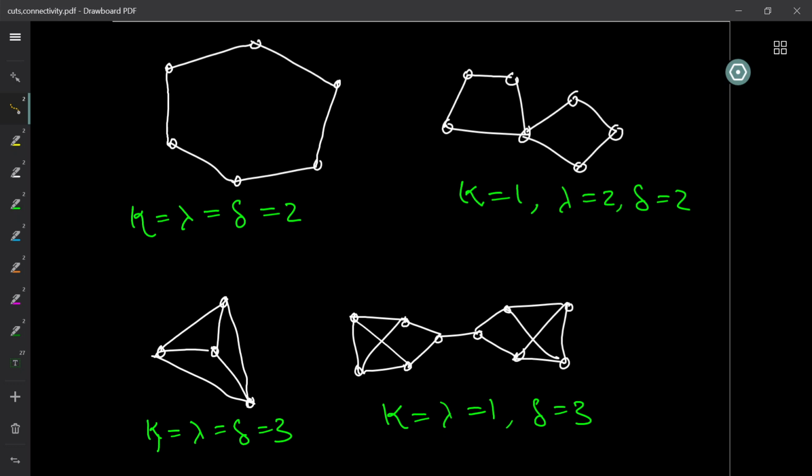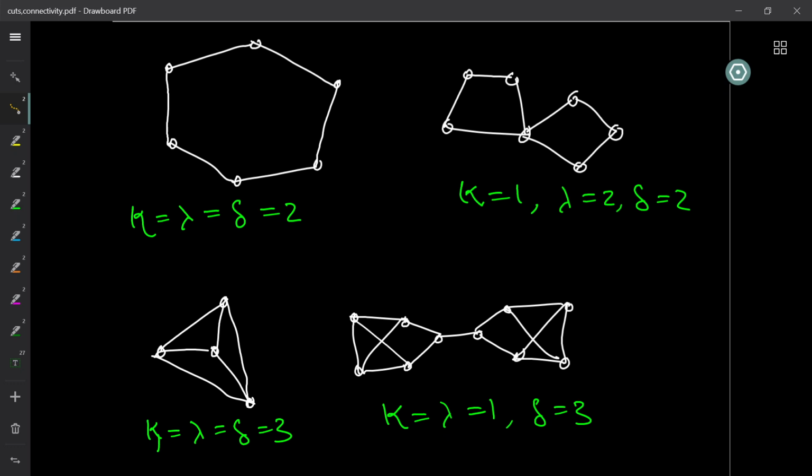So the next graph, you have vertex connectivity equal to 1, right? Edge connectivity is 2 because every edge is part of some cycle, so you need to remove at least 2 of them to make the graph disconnected, and the minimum degree is actually 2. Then you have the third graph, which is K4, and for this, all the parameters are equal to 3, right? The vertex connectivity is 3, edge connectivity is 3, and the minimum degree is also 3. Then the next graph, where the vertex connectivity and edge connectivity are both 1, and the minimum degree is 3.